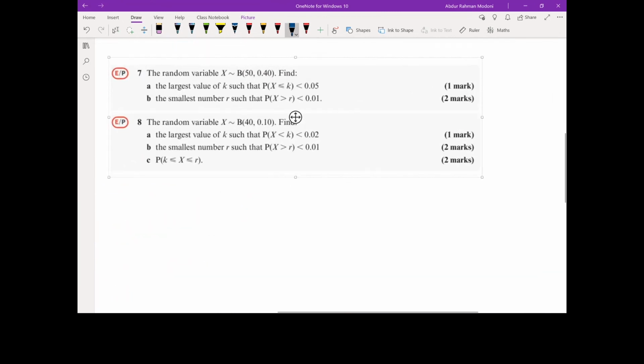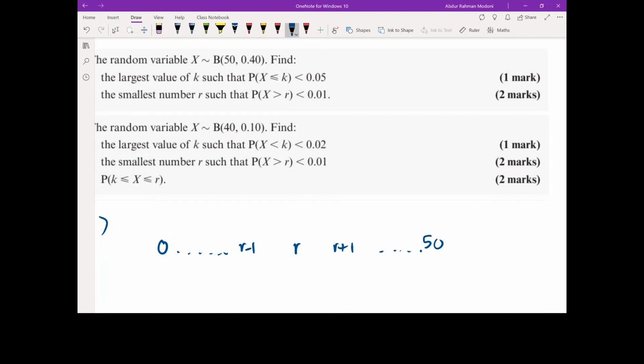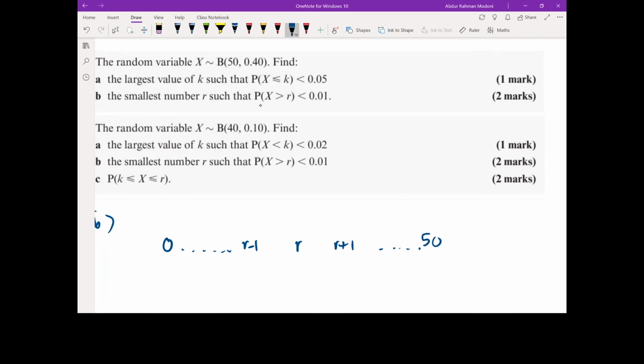So now I'm looking at part B of that same question, 7, part B. Again, number line 0 all the way up to a value here, which is R. Now notice here, this also doesn't have the equal sign in it. So we need to think about the numbers before and after R. What are the numbers before and after R? R minus 1 and R plus 1. All the way dot to 50. Do you understand? So we are interested in everything greater than R.